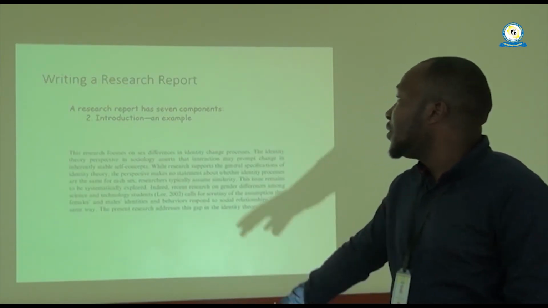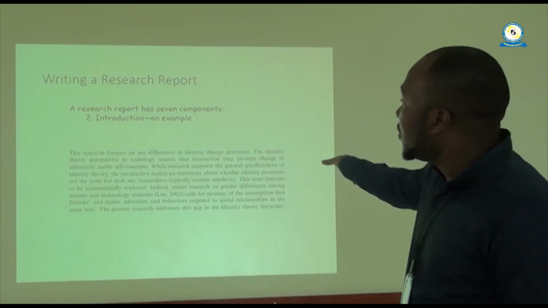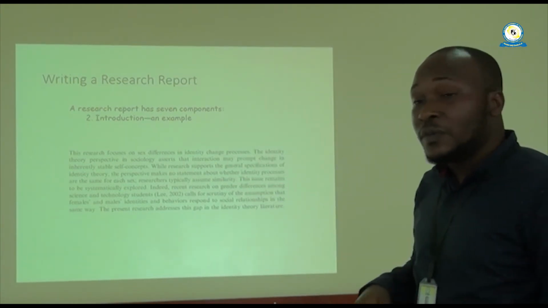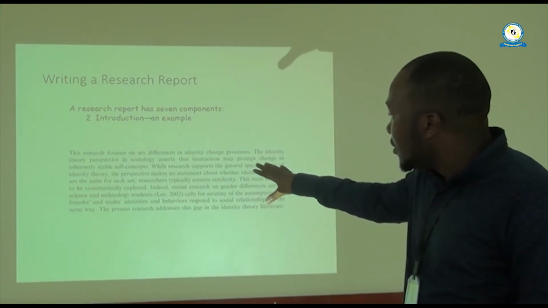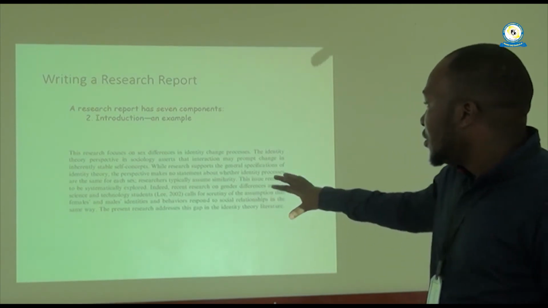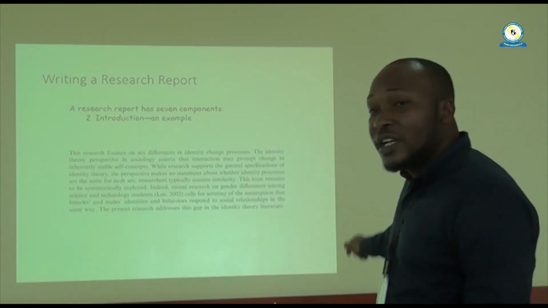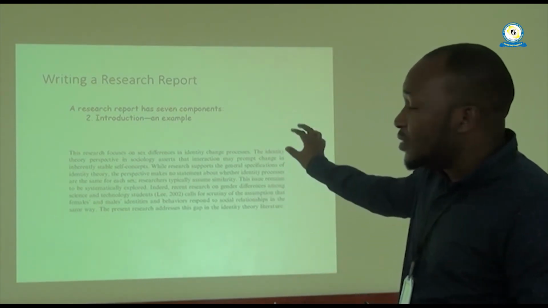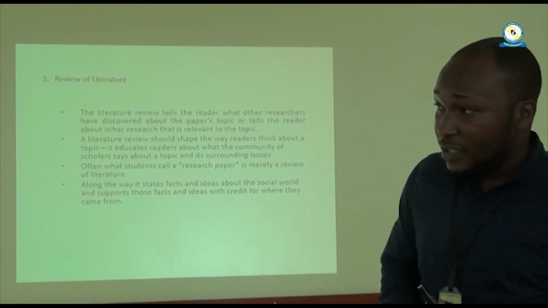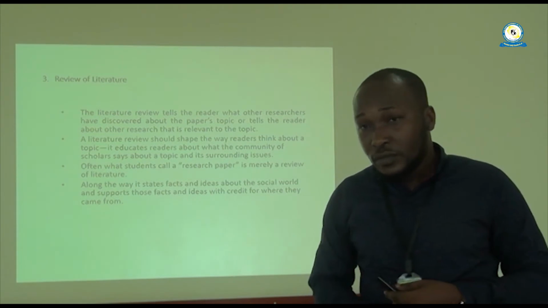So you can see here, writing a research report. The research report has 7 components. Here, this one is the introduction example. You can see this research focuses on sex difference, on identity change process, blah blah blah. You can read that by yourself, but that's an introduction. And another part is the review of literature.